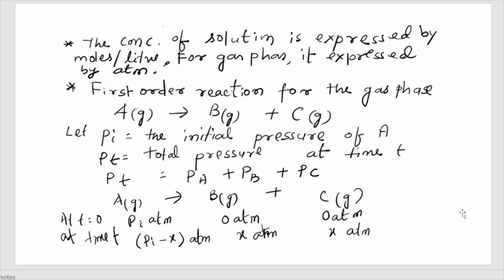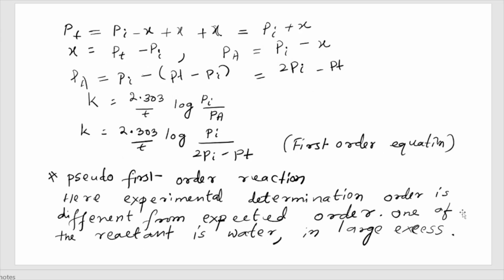Then how can you calculate the total pressure PT? You will write PA plus PB plus PC. Now add it properly. After adding, you will get Pi plus X. Now how can you calculate X? PT equal to Pi plus X, so X equal to PT minus Pi. And PA equal to Pi minus X. So you got all the values.